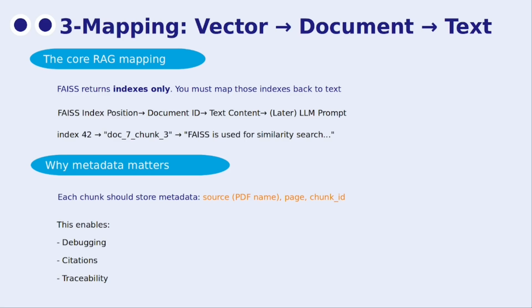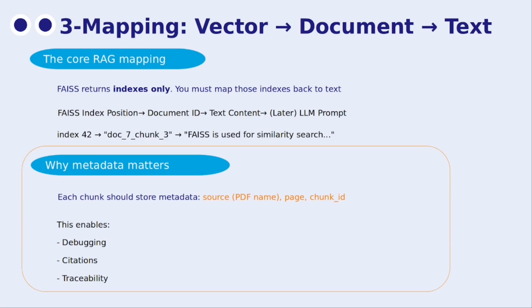Mapping vectors back to documents. Now we reach the heart of RAG, the mapping. The core mapping flow. Here is the real flow. Important detail: FAISS returns only indexes. It does not return text. So you must map those indexes back to your documents. If you don't understand this mapping, RAG will never work correctly.